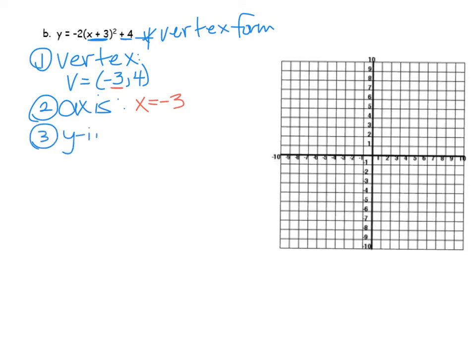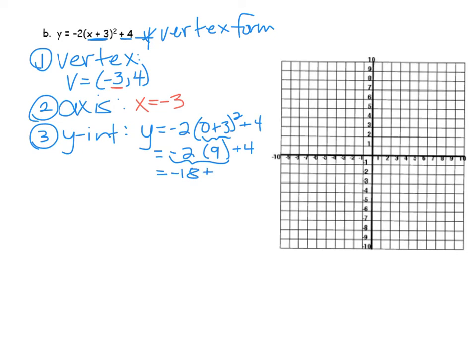To get the y-intercept this time, we have to plug in x equals 0. It's not just that 4 on the right. So we're going to have to do some work here. If we plug in 0 for x, now we have to simplify. Thinking order of operations, the parenthesis 0 plus 3 is 3. 3 squared, oh boy, is 9. -2 times 9 is -18. And if we add 4 to that, it's all the way down to -14. The y-intercept then is (0, -14).